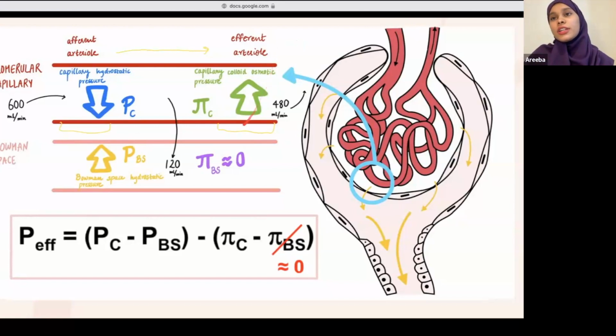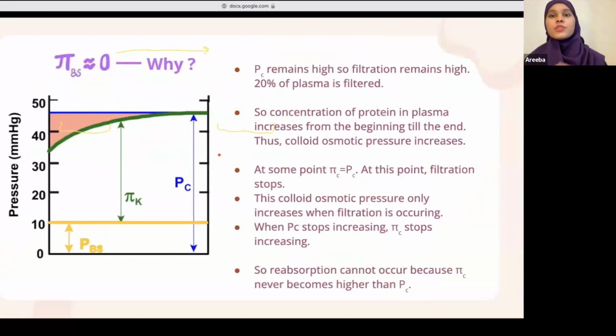Khalid, can you go to the next one? Yeah, so you see this graph. Basically, this is the hydrostatic pressure, and this is the hydrostatic pressure, and that is the driving force until the difference between them comes to a point where it's equal to the colloid osmotic pressure, and then filtration stops. Okay, and reabsorption cannot occur because this colloid osmotic pressure never became higher than the hydrostatic pressure. So whatever is filtered goes through into the Bowman space and it's never taken back.